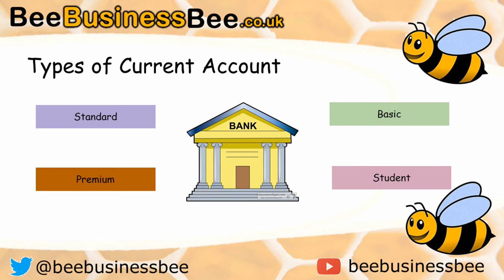So there are 4 types of current account that we're going to look at. You have your standard current account, you have your premium current account, you have your basic current account, and you have your student current account. Pause the video now and try and think about what you expect to find in each of those different categories of account. Who are they aimed at? And for example, any advantages and disadvantages of having those accounts. Pause the video now.